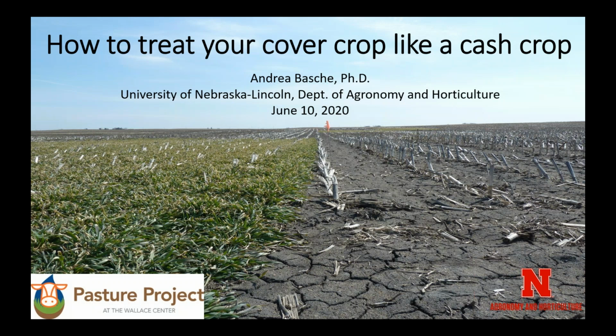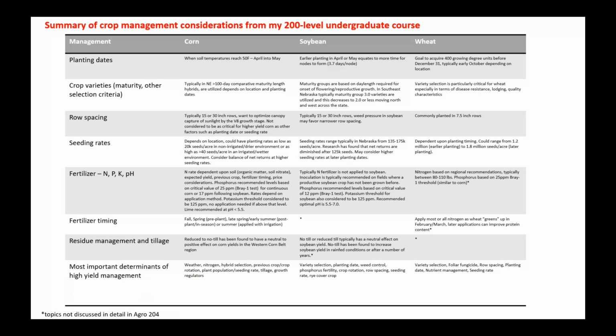So I wanted to start just by having us take a step back and think about how we manage a cash crop, right? So that's the title. How do we think about cover crops as cash crops? And so how do we manage cash crops? So what are the various decisions or management considerations related to producing a high yielding or high profitable crop?